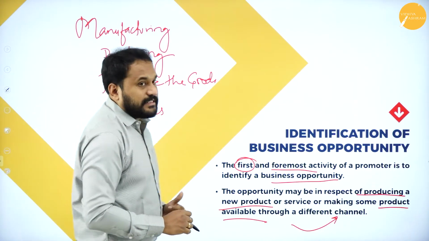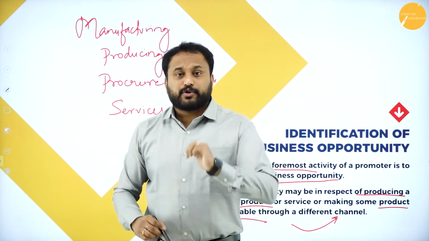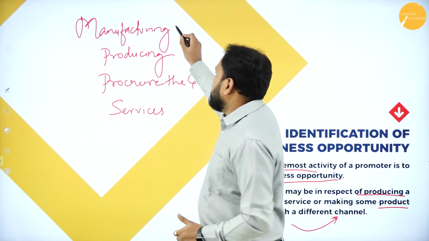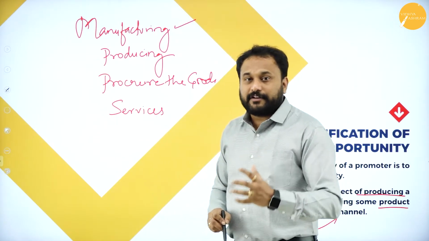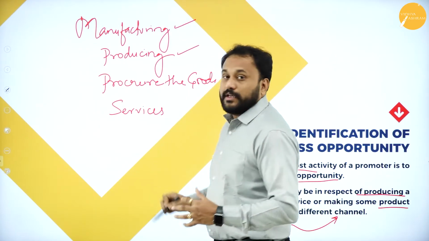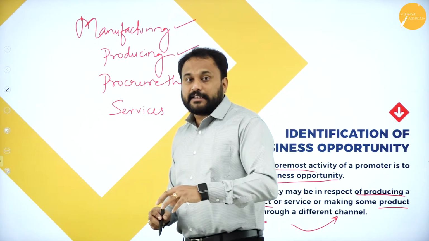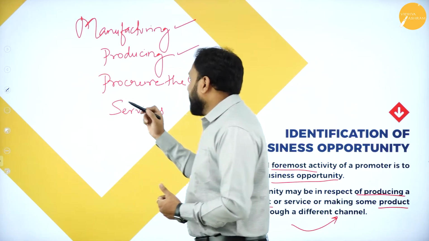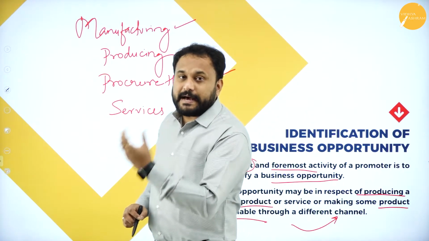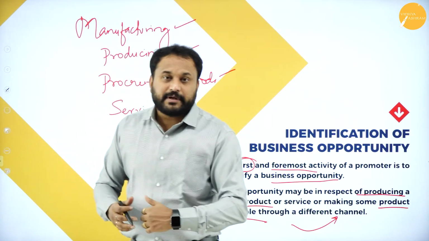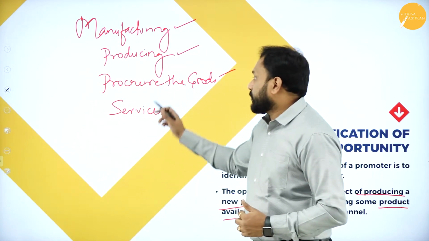So you need to understand, manufacturing is different, producing is different. Manufacturing is, in the sense, all non-living things. When I say producing, it's all about the living thing, right? That is called genetic. And then procuring the goods, in the sense, somebody has manufactured, I'll take it from him and then I'll sell it. So that is called procuring.